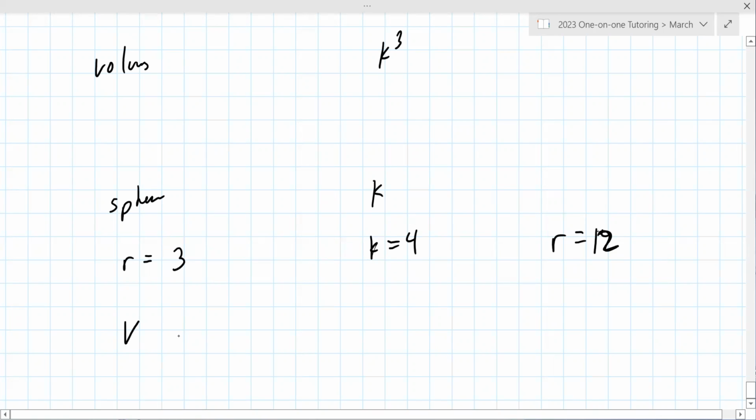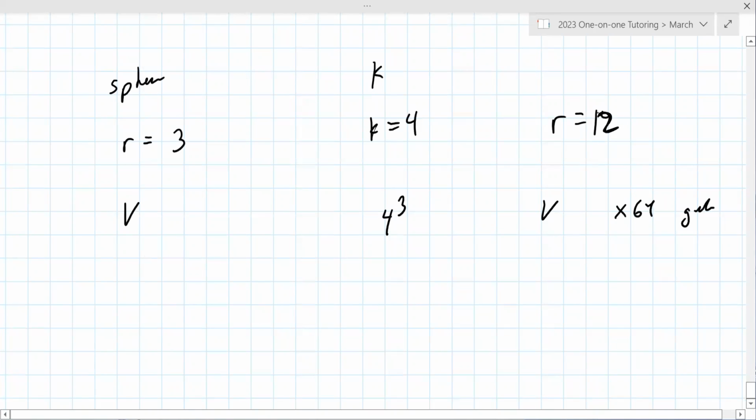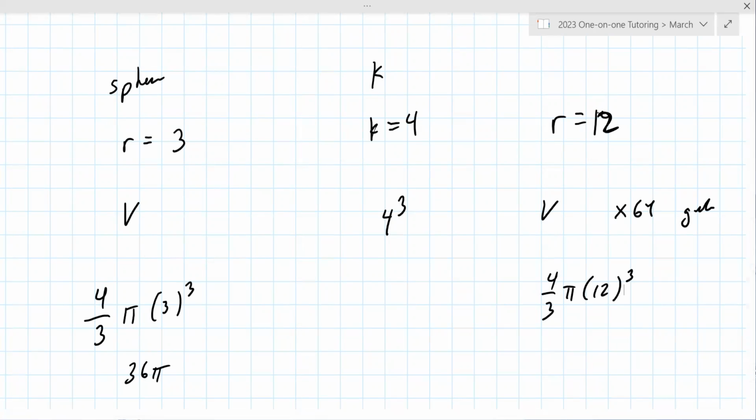How does the volume change? Like, I don't care what the volume is, but how does it change? And it's this 4 cubed number. It becomes 64 times greater. Okay. Now let's actually work it out and confirm that. So the volume of a sphere is 4/3 pi r cubed. Okay, so that's 27. So this ends up being 36 pi. And then for this 12, it's 4/3 pi 12 cubed. So I want you to take 12 cubed, multiply by 4, and then divide by 3. Give us that value.